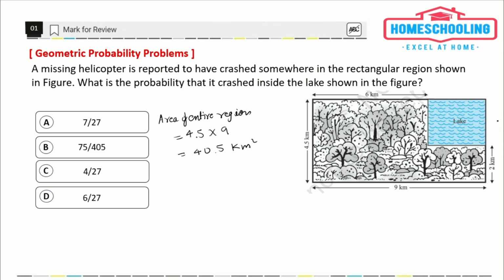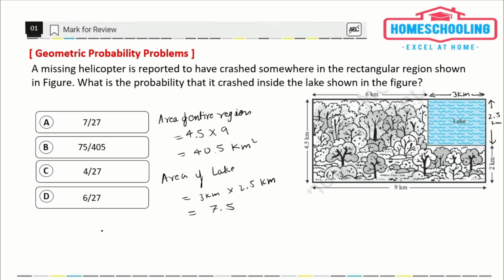And we have a small lake in this entire region. As we can see, the breadth of this rectangle is 9 and this part is 6, so the breadth of this lake would be 3 kilometers. Similarly, the whole length is 4.5 and this part is 2 kilometers, so the length would be 2.5 kilometers. From this, we can find the area of the lake: 3 kilometers into 2.5 kilometers. 3 into 2 is 6, and 3 into 0.5 is 1.5. So 6 plus 1.5 is 7.5.